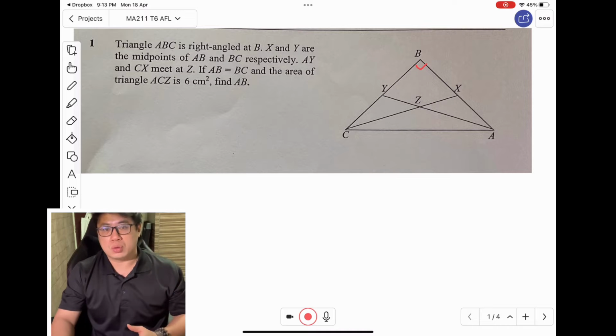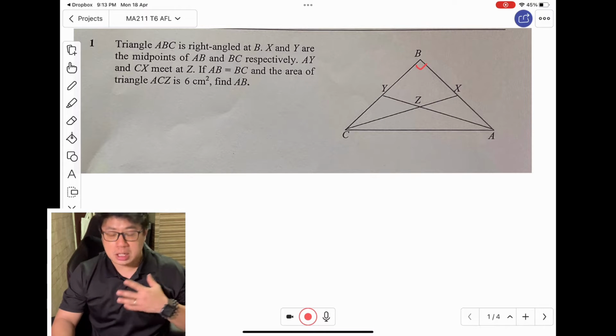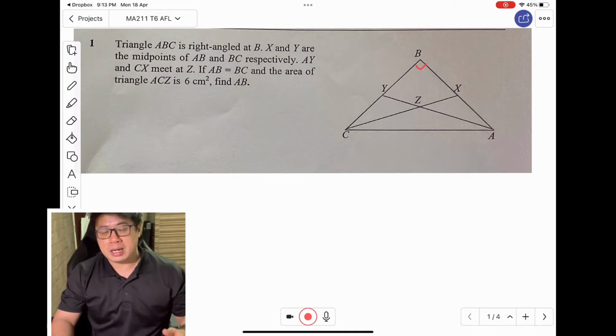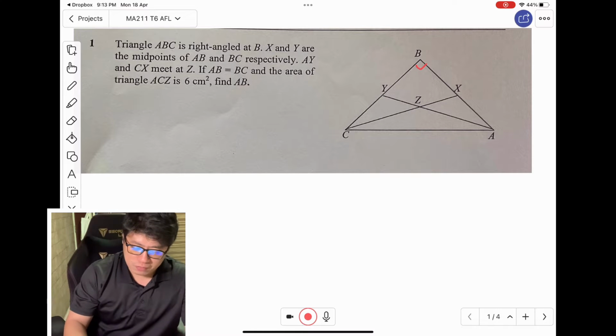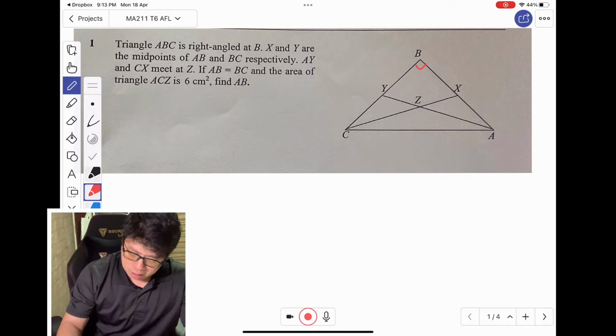So how we go about doing this question is, of course, this is a topic on triangles with similar height as well as same height, and also similar triangles. So we're going to look at each of the triangles one by one. I first start with the hint. The hint here is that X and Y are the midpoints of AB and BC. So we know that the ratio here is 1:1.